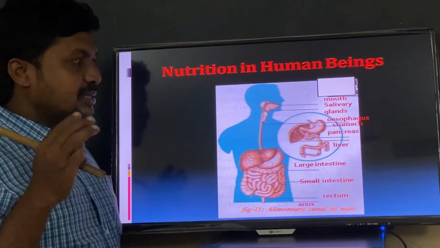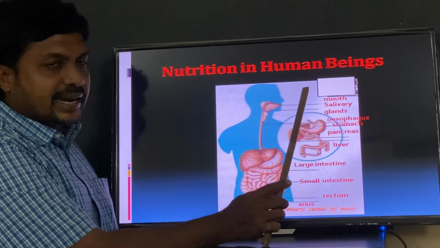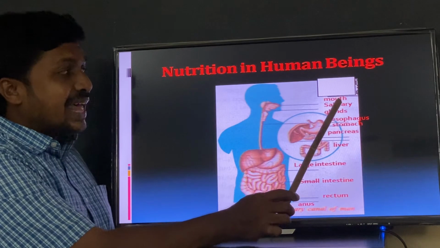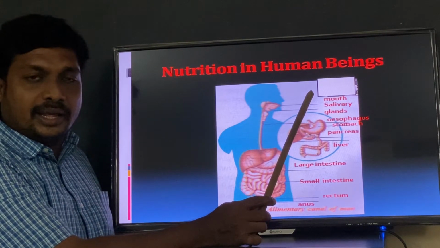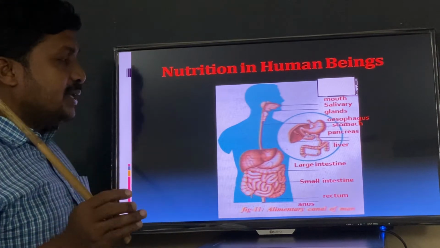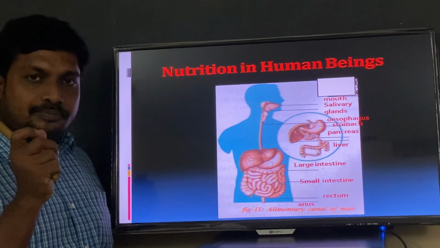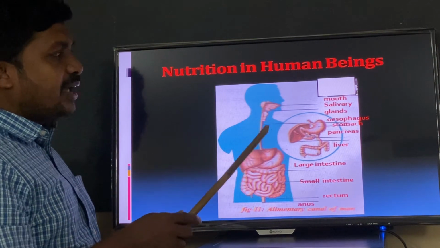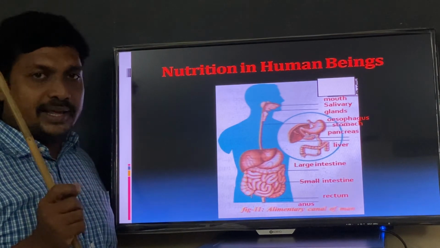This oral cavity contains three structures. One is salivary glands, second one is tongue, third one is teeth. Three pairs of salivary glands are present in the oral cavity. In human beings, salivary glands release a juice known as saliva. Do you know? Saliva is a juice which contains an enzyme called amylase.